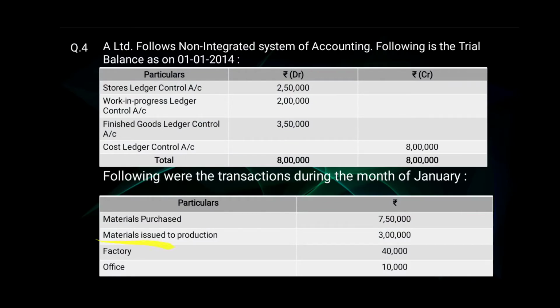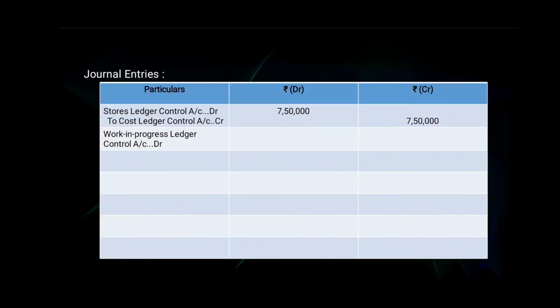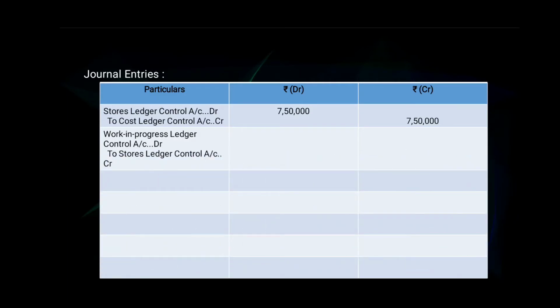Next is materials issued to production. Amount is given as 3 lakh. So the journal entry will be work in progress ledger control account debit to stores ledger control account. Amount will be 3 lakh on the debit and on the credit side.